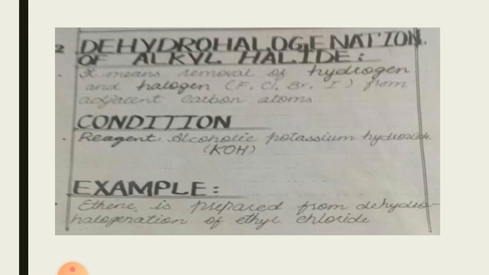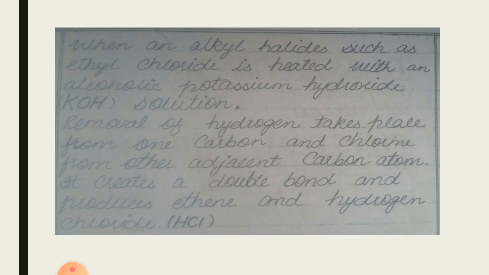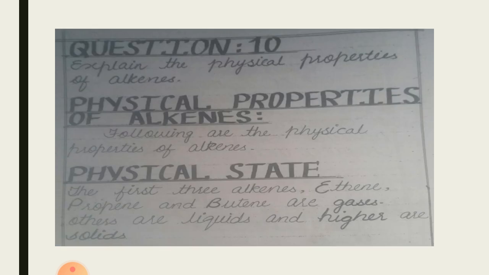The second process is the dehydrohalogenation process. Dehydrohalogenation means removal of hydrogen and halide from an alkyl halide, and the reagent used here is potassium hydroxide. Clear? So when an alkyl halide such as ethyl chloride is heated with an alcoholic solution of potassium hydroxide, what will happen? Hydrogen is removed from one carbon atom and chlorine from the adjacent carbon atom. So it will form a double covalent bond, and HCl will be released.